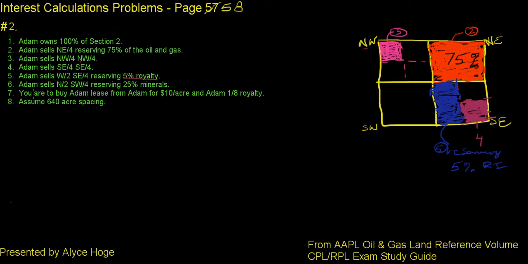Okay, then number 6 is Adam sells the north half of the southwest. So here we've got the southwest. We don't even have any markers on it. Now he's going to sell the north half. So I'm just going to divide this in half. Oh, let me get a different color. I'm just going to divide that in half, the north half and the south half. So the north half, Adam is conveying.